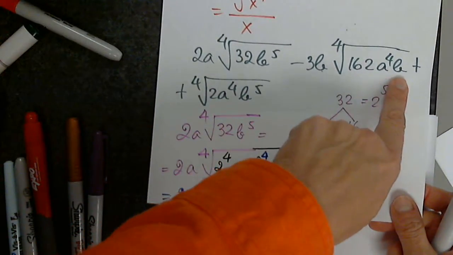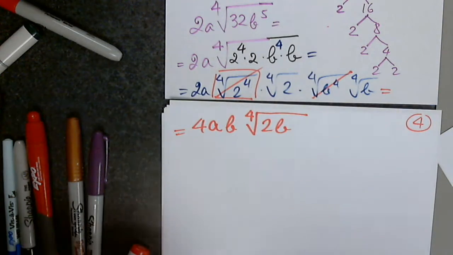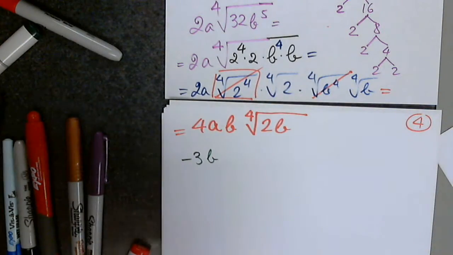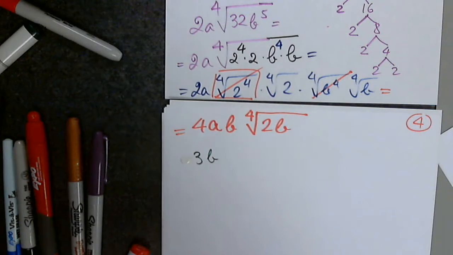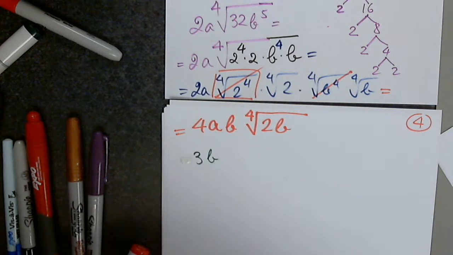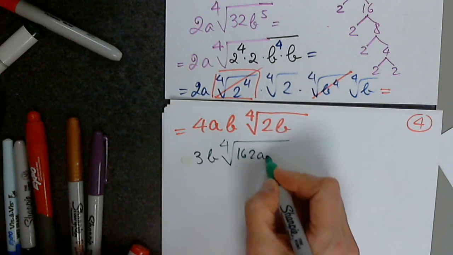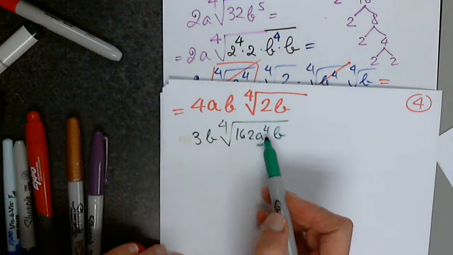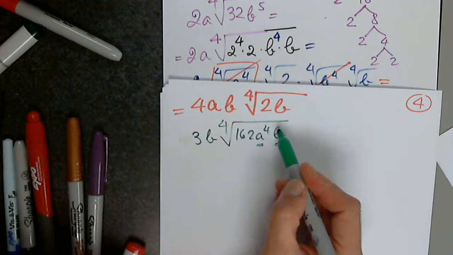Now I would like to work on the second one. Ready? Okay, so I have negative 3b. Let's forget about the negative because I know it's going to be negative. So I'm just going to erase this and just write 3b for now. So 3b, the fourth root of 162, a to the fourth b. I like this. I don't have to do anything to it because it's 4 over 4. I like this. I can't do anything to it because it's 1 over 4.